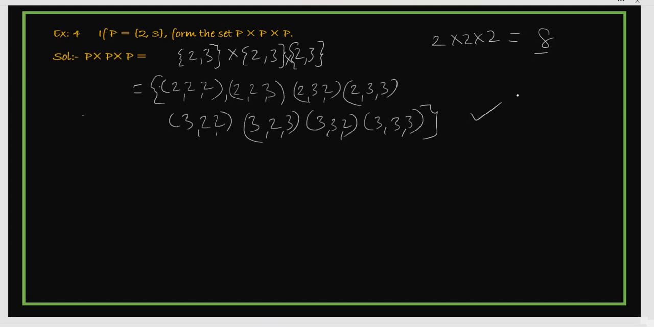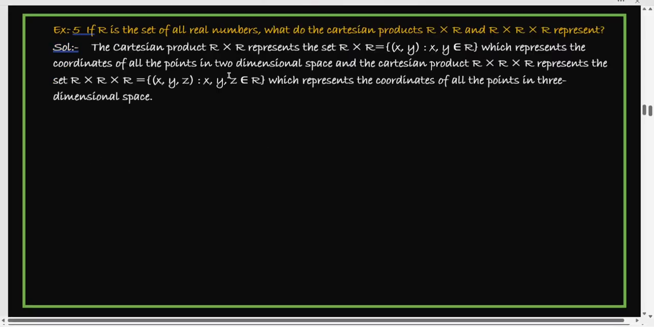Just to have an idea of a multiple Cartesian product, the triple product, I have given these examples. We'll see the next example, which is a little more interesting. Next one: if R is the set of all real numbers, what do the Cartesian products R into R and R into R into R represent?